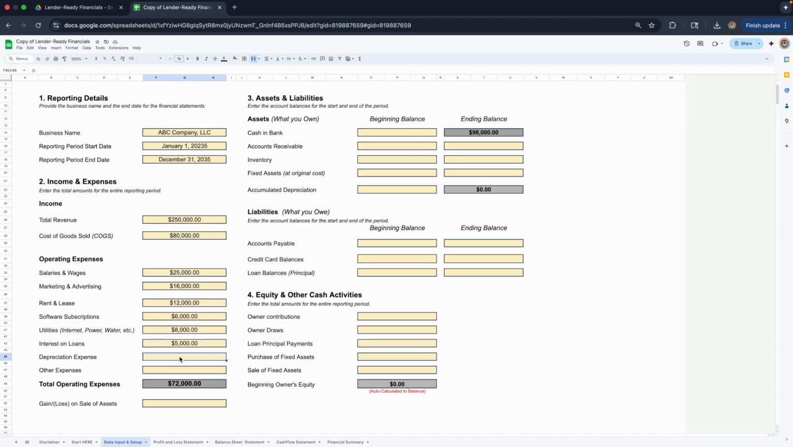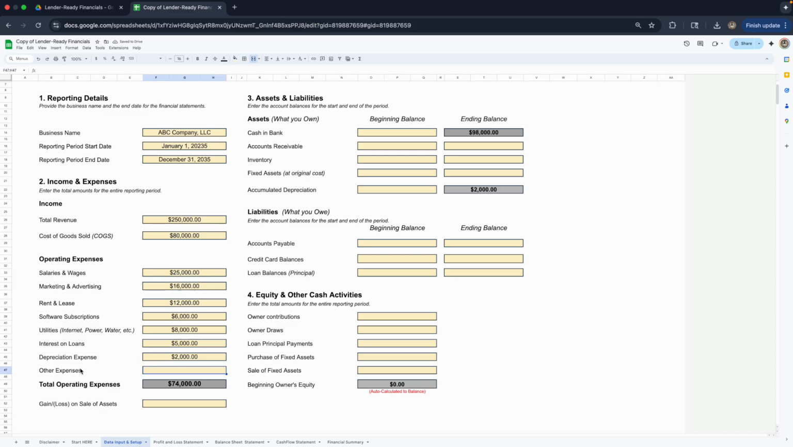But if you're on cash accounting, where you only record revenue or expenses when you receive the cash, then you wouldn't have depreciation expense. Then you just put 0. But if you're accrual or hybrid and you use depreciation expense, then you just put whatever your depreciation amount is for that period. Right now, because I'm going to use the hybrid, I have $2,000 depreciation expense.